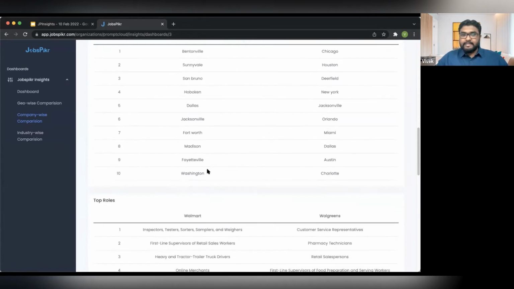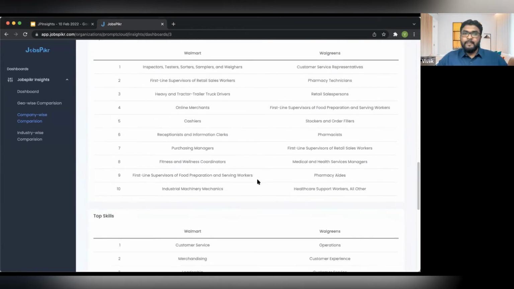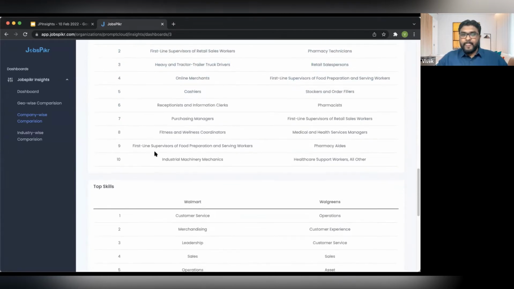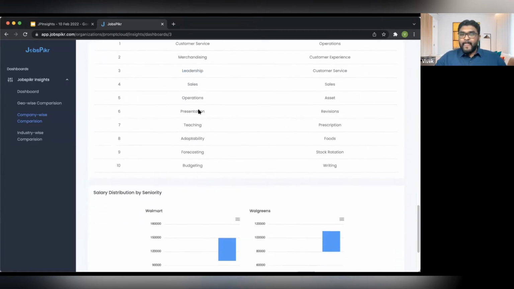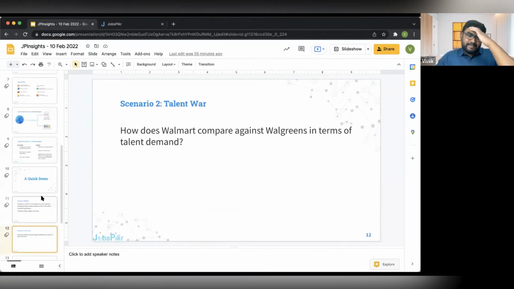Top 10 cities where these companies are present or hiring for different job roles. These are SOC job names. Different skills. Skills we'll touch upon a little later. And the salary distribution. So this is just a quick overview of what can be done.